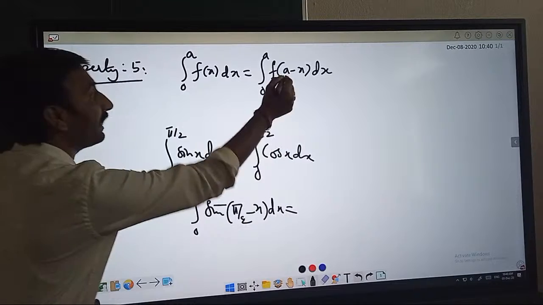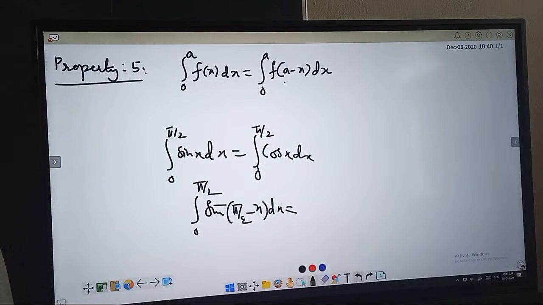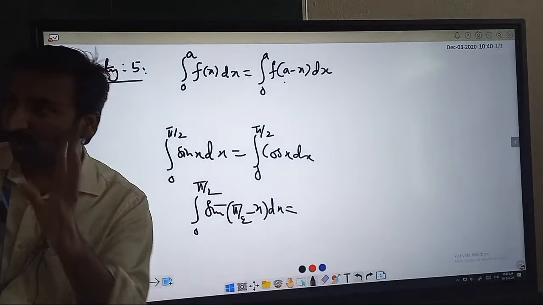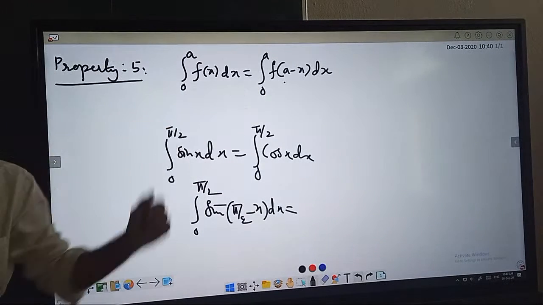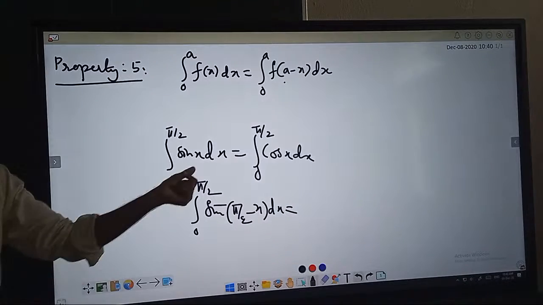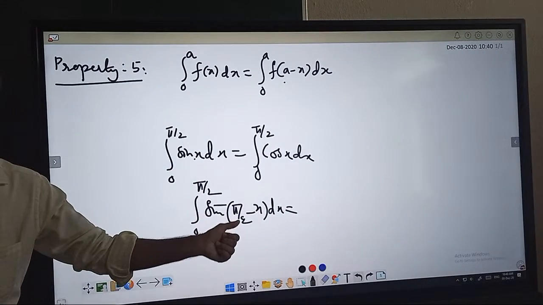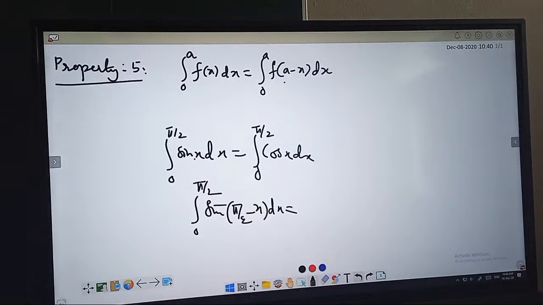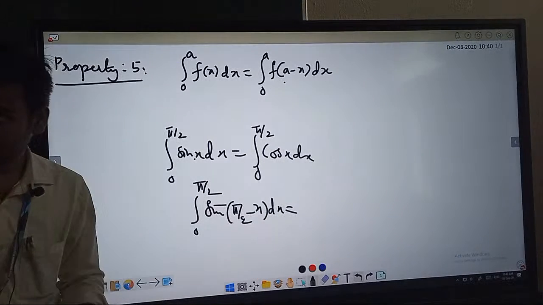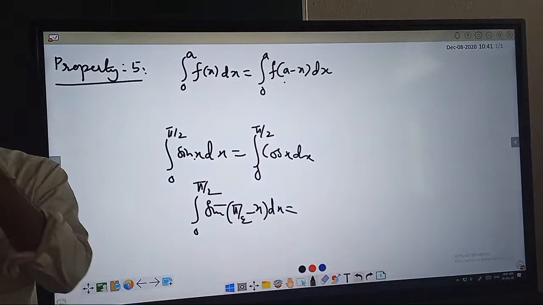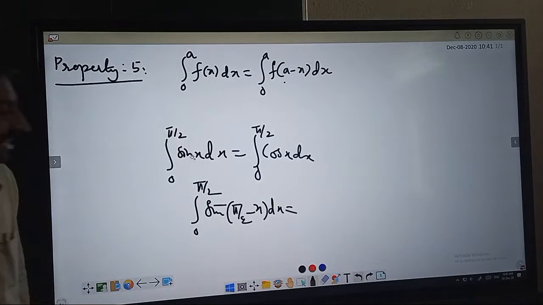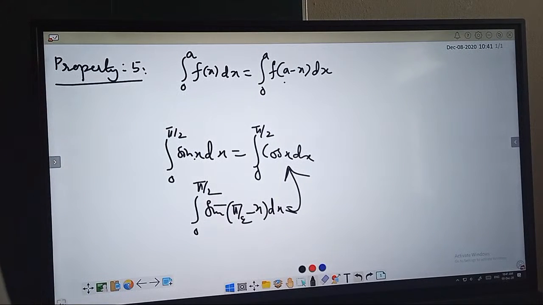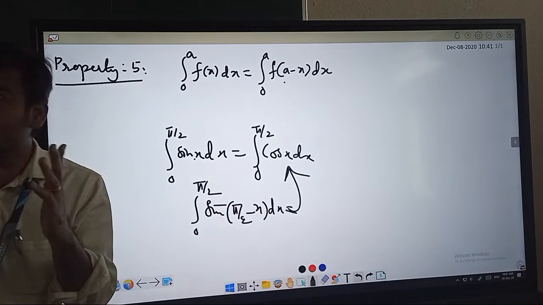Using property number 5, can I write like this? Upper limit minus x. When the lower limit is 0, I can use this property, that is upper limit minus x. Where you have x, I can put upper limit minus x. Correct? What about 90 minus theta? Sin of 90 minus theta is what? Cos theta. Who is that? This one. Correct? So it is a very good property.